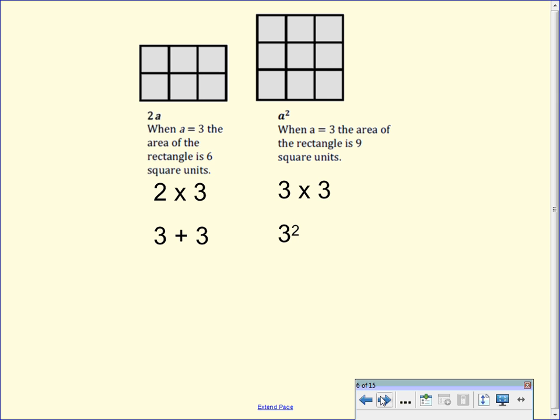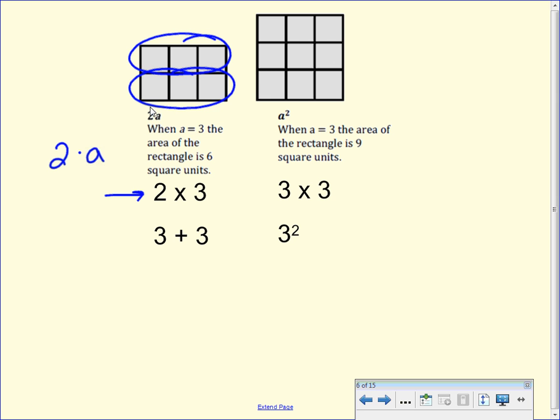If we had 2a, think back to when we had the socks. When you have your coefficient, which is your number, and your variable, which is your letter, and there's no symbol written in between, what operation does that mean? Multiplication. So that means 2 times a. So if a equals 3, it means 2 times 3. So here I have 2 groups of 3. So 2 times 3 is the same thing as 3 plus 3.